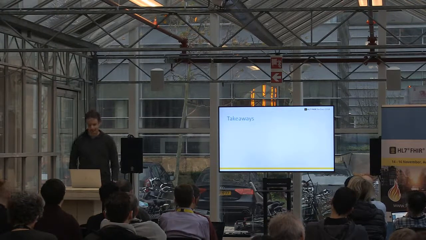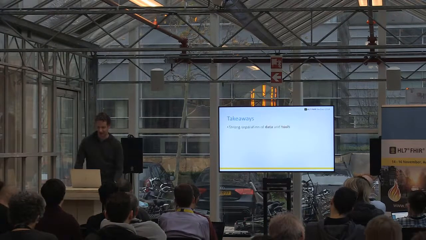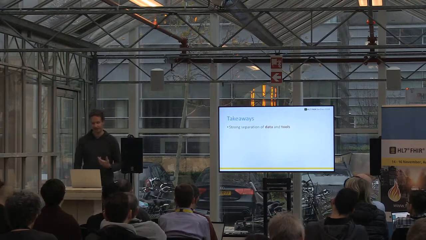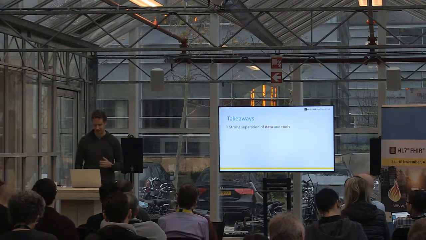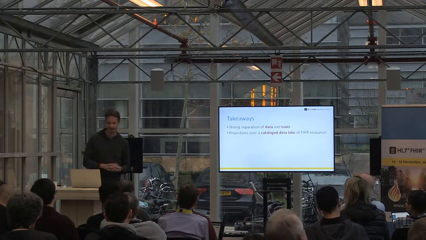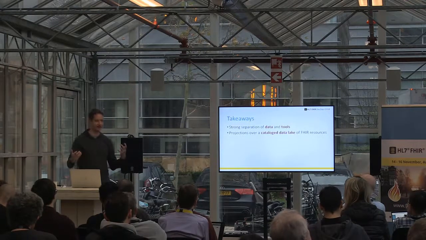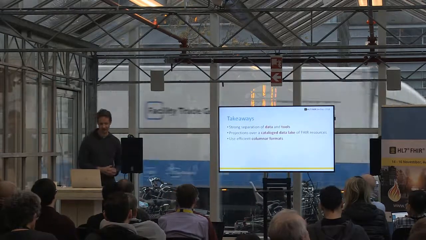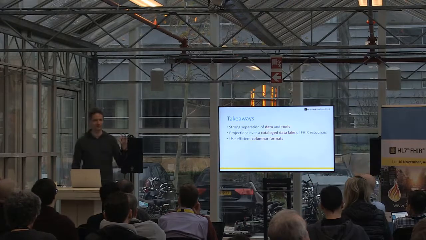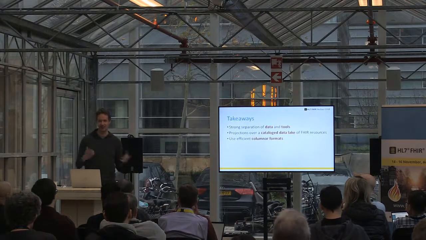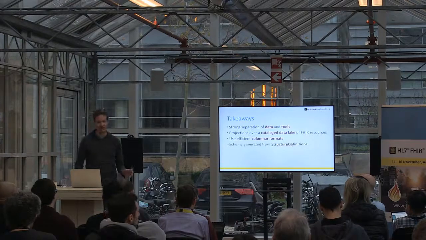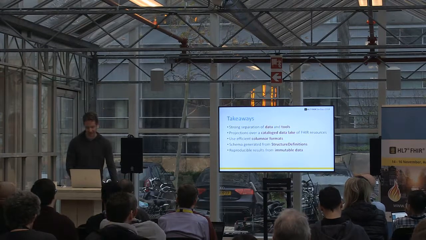And so to wrap up, we have just a few takeaways there. One is we want that strong separation of data and tools, because these tools are continually evolving quickly. Having this cataloged data lake type thing of everything together, of FHIR resources, that we can easily explore. Efficient columnar formats, which is the nice thing, since FHIR is a logical model, we can map it onto columnar formats really easily. Structure definitions are the source of truth, and we feel pretty good about that.